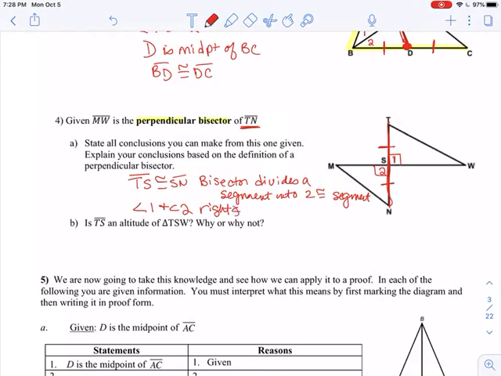And it's perpendicular. If it's perpendicular, angle 1 and angle 2 are right angles. Why? Perpendicular lines form right angles. Any abbreviations that I do here, you are more than welcome to do on a test or Regents.